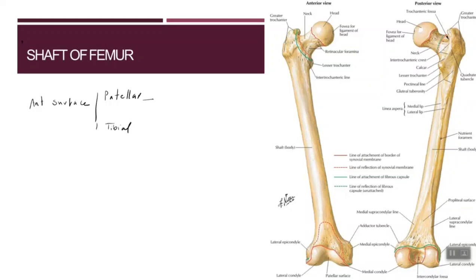The patellar surface, the one that you can see here, this is the patellar surface. The patellar surface covers the anterior surface of both condyles and extends more on the lateral condyle than the medial. This surface articulates with the posterior surface of the patella, making the patellofemoral joint.